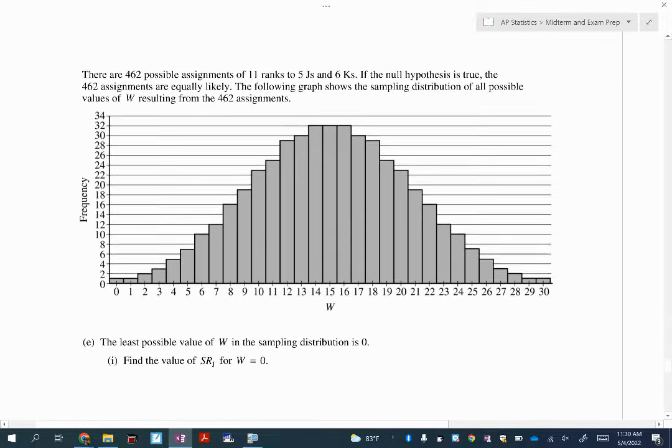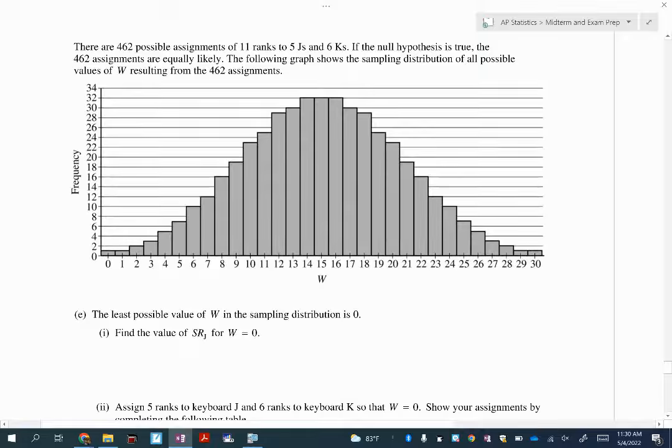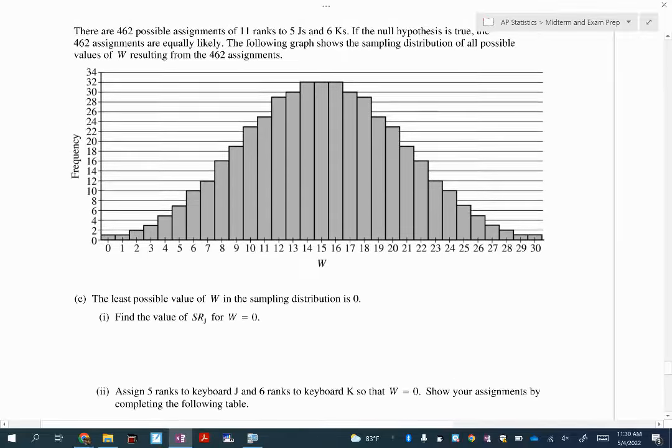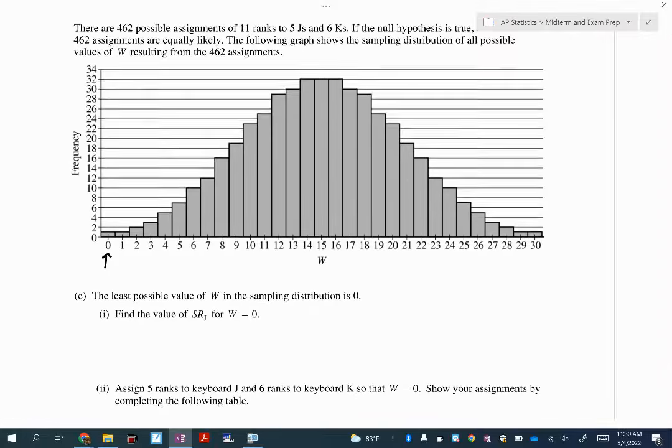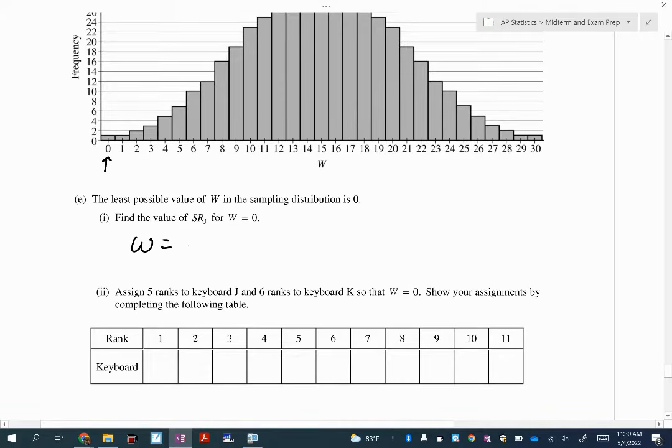All right, next page. Here they give you the sampling distribution for all the possible values of W. Remember, ours right now is 4. We're going to get back to that for the last part. Part E says the least possible value of W in this distribution, right down here, is 0. So what would be the value for the sum of the ranks in keyboard J to make that true? So let me write down the formula again. It was W equals the sum of the ranks of J minus the number of data values for J times the number of values of J plus 1 all over 2.